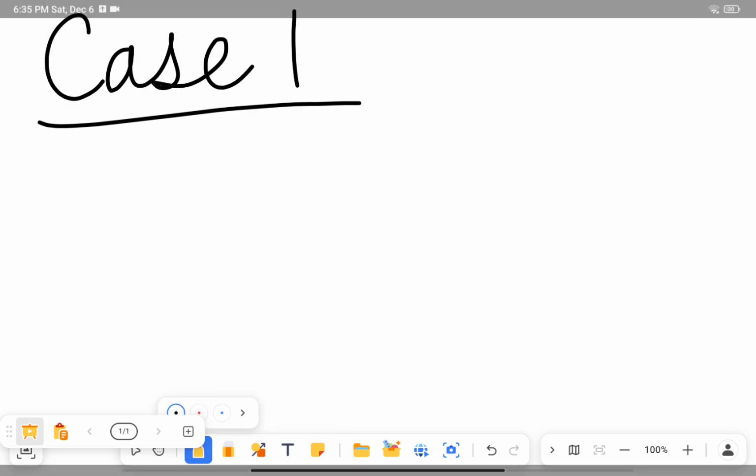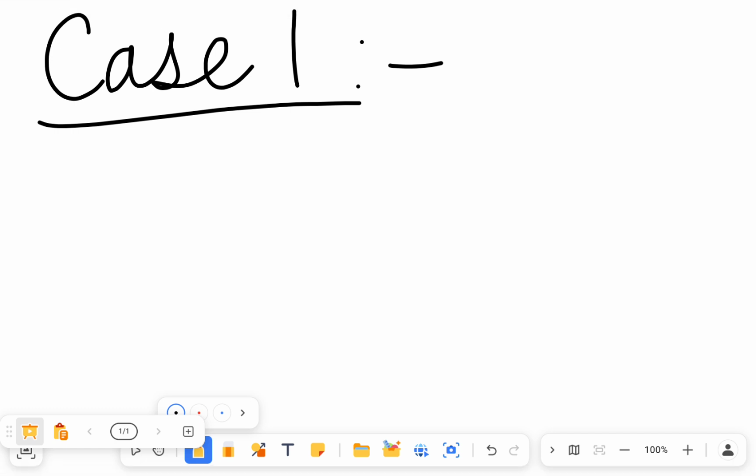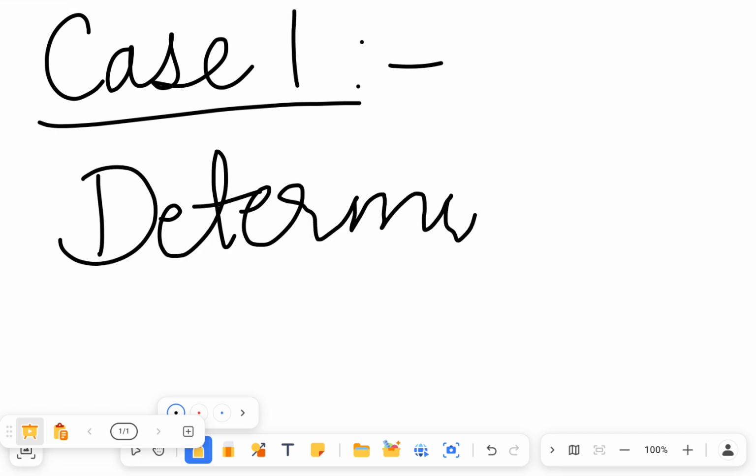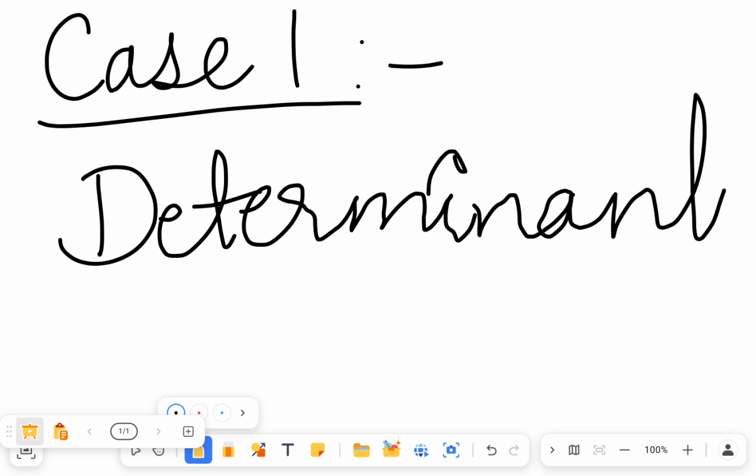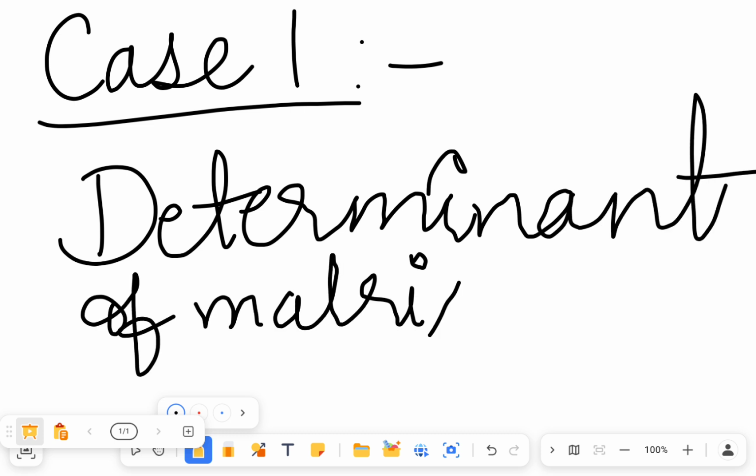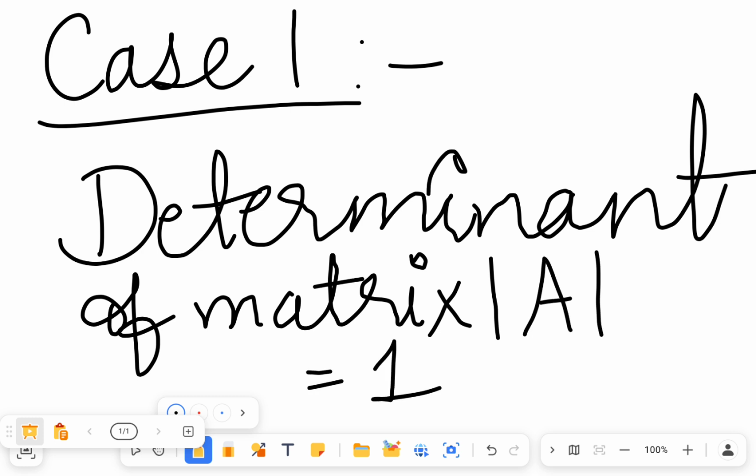Okay. Now, case number 1. Case 1 is when the determinant of a matrix A, written as |A|, is 1. Okay. What do we do when the determinant of a matrix is 1? Let's have a look at an example.